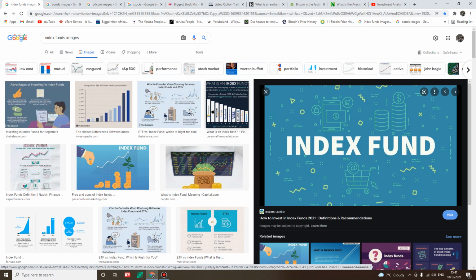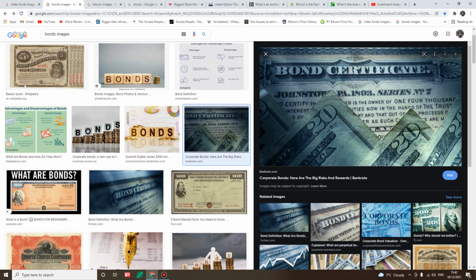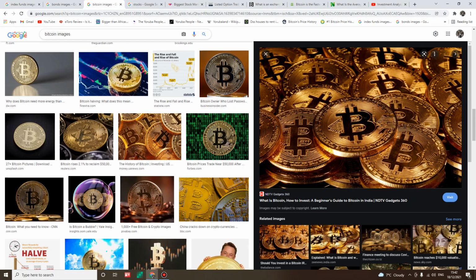Today, the focus is on asset classes like stocks, options, index funds, ETFs, and bonds. I will examine the potentials of all these asset classes, e.g. return on investment, ROI, the risks and uncertainties embedded in each of these assets, and then compare them with cryptocurrencies, Bitcoin in particular. And in so doing, you and I will know where to invest our heart and money. More to unpack in this video.